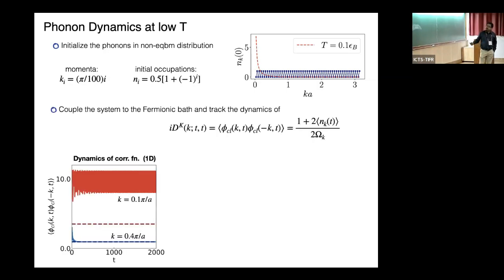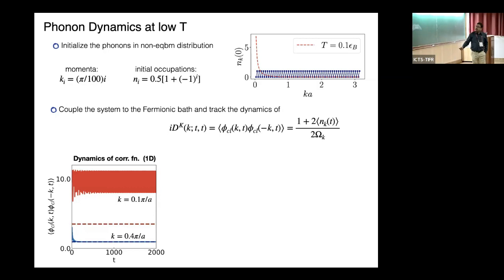And then we couple the system, use our equations, and try to find this object, which is the field correlator at time t, which you can roughly think of as 1 plus 2 times the occupation number of the mode divided by omega k, where omega k is the phonon dispersion. Now, if we look at a k which is 0.4 pi over a, it's kind of large, you see that it decays to a value. And the dashed line is what the thermal value is supposed to be. So if the momentum is large enough, the mode actually thermalizes.